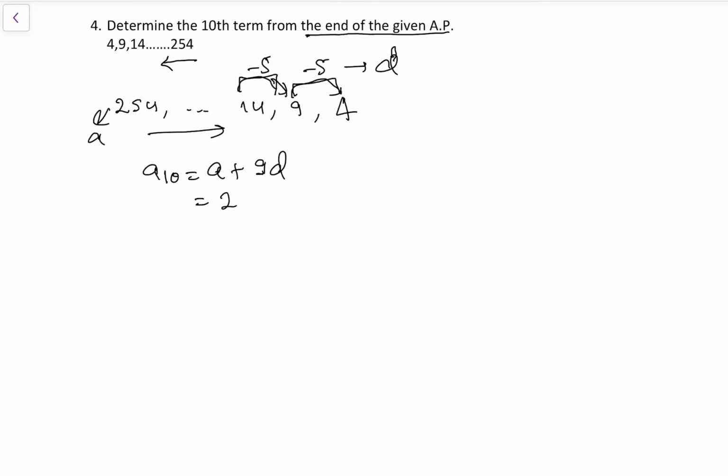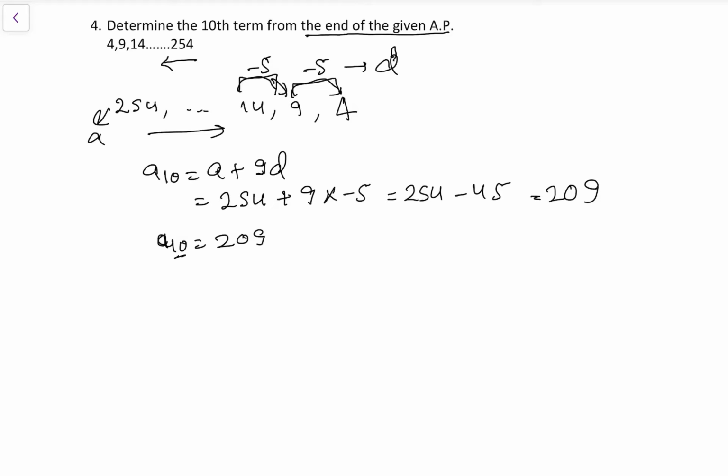Here A is 254 plus 9, D is minus 5, so we can say minus 5, 254 minus 45, which is 11, 14 minus 5, 9, 4 minus 4, 0, 2 and 2. So our A10 will be 209.